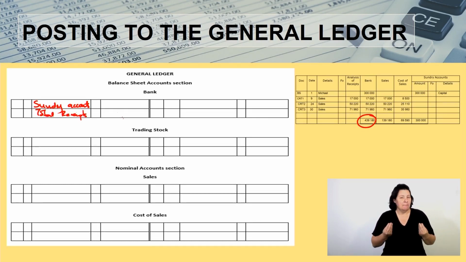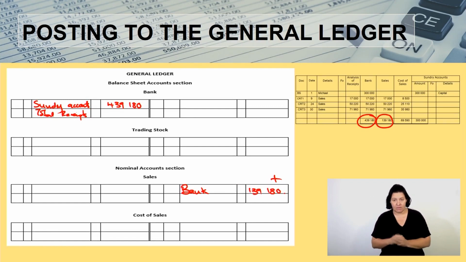How much did I get? 439,180. I've posted this. Okay, and then I'm going to come now and post my sales amount. In my sales amount, I'm coming now to the credit side and I'm going to say bank. And how much is that? 139,180.